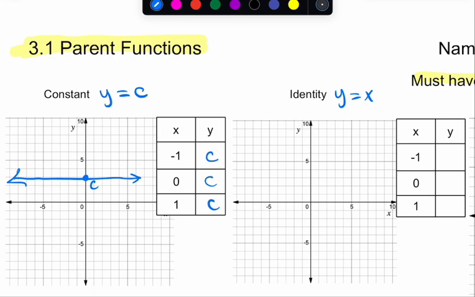Any identity is something that doesn't change the value of it. So that's why you can remember that y is equal to x. The identity of x didn't change. So if I plug in -1, I get -1. If I plug in 0, I get 0. If I plug in 1, I get 1. And just plot those points. You know how to graph y equals x. It's just a straight line.